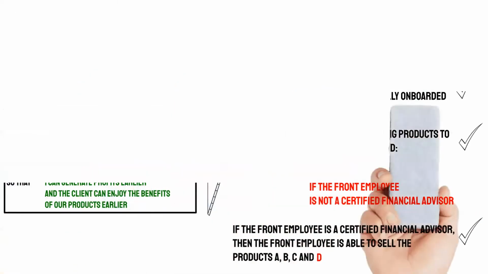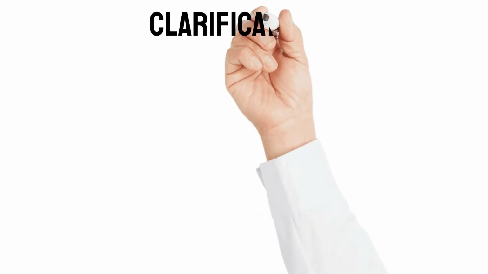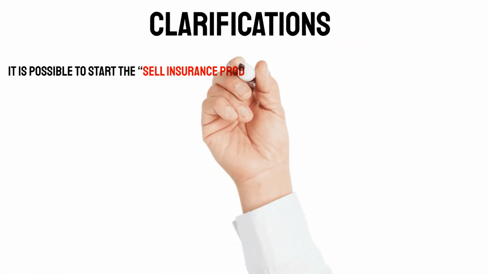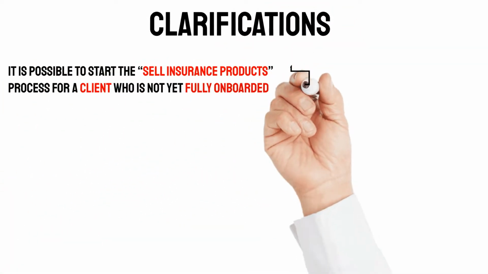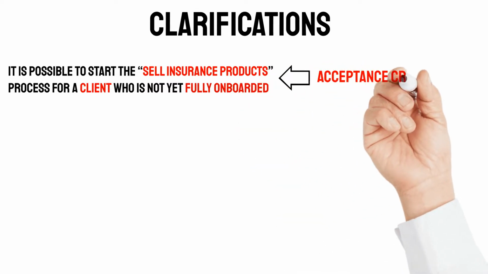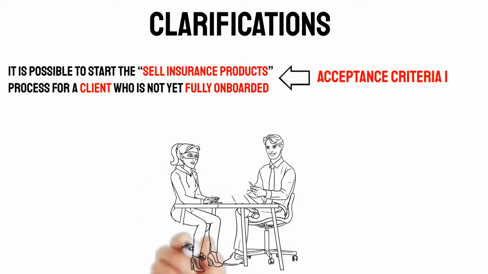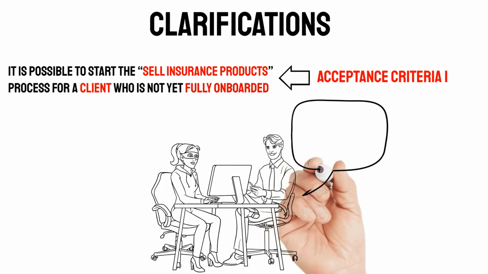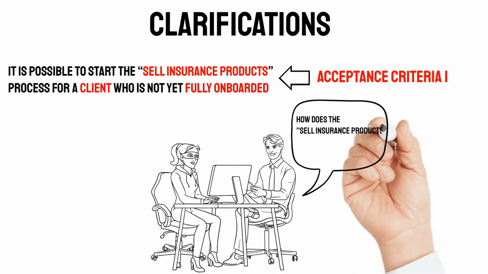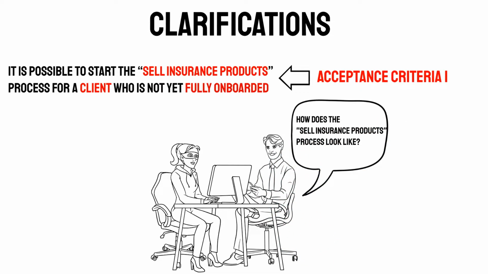Now we have to make some clarifications to really understand every acceptance criteria. Let's go with the first one, for example. I've just marked in red the parts which need more clarification. So what exactly is the sell insurance products process? How does it look? What exactly is a client on a data level? How does a client look on a data level? And also, from a data perspective, what does it mean to be fully onboarded?